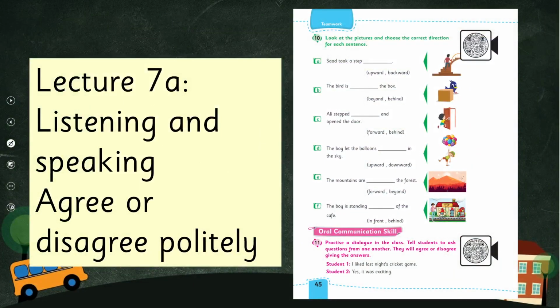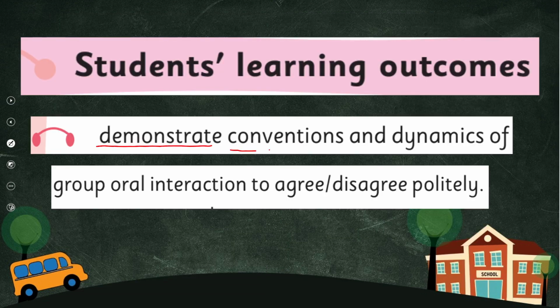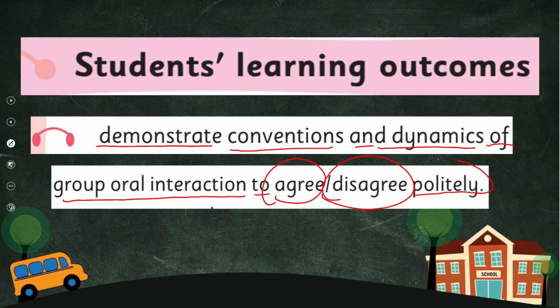Today, under the title of Listening and Speaking, Oral Communication Skills, we are going to learn about how to agree or disagree politely. Before this, in your English for grade 2, I have already taught you how to express your likes and dislikes. I hope you remember. If not, you may watch this video lecture again. And we are going to learn further to demonstrate conventions and dynamics of group oral interaction to agree or disagree politely. This is our today's SLO.